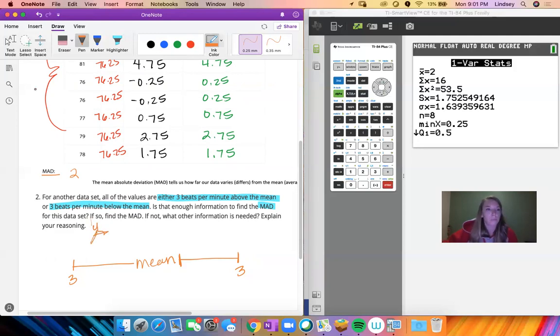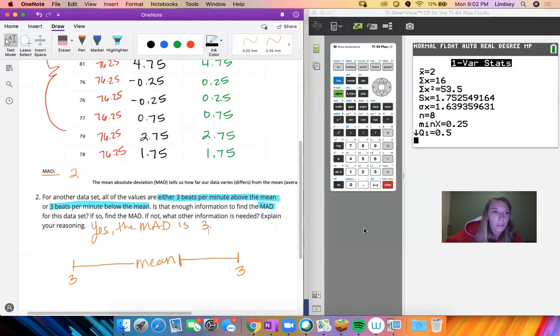I'm sorry, I'm having so many technical difficulties if I'm glitching out. All right, yes, it is enough information. The MAD is 3, okay? Because that's all the mean absolute deviation is. It's how much the data is greater than the mean and less than the mean. And we'll practice more today. We just learned to calculate it. We're gonna learn how to interpret it more as we move forward.